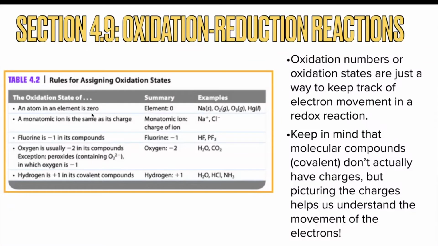An atom in an element has an oxidation state of 0. Monatomic ions should have the same charge. So we know Na plus, sodium in an ionic compound always has a +1. We know chloride in an ionic compound always has a -1. Fluorine has a -1, no matter what. Oxygen has a -2, with an exception of in peroxides, where it has a -1. Hydrogen has a +1 in covalent compounds.